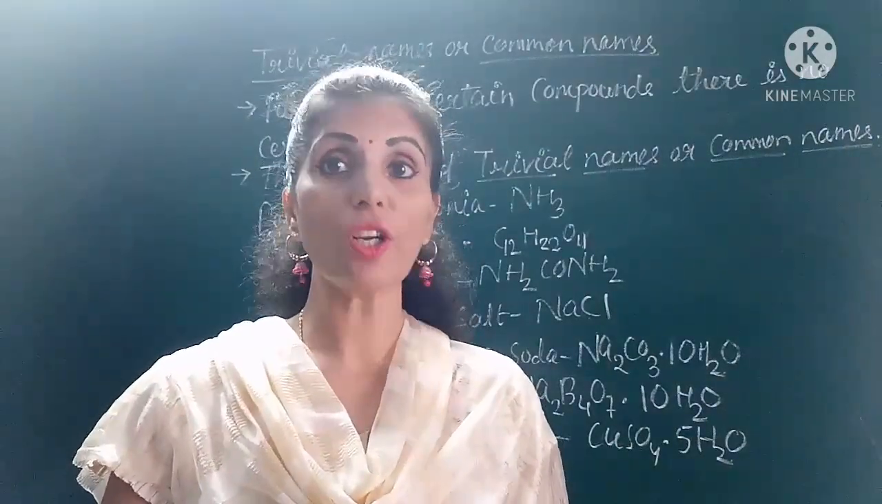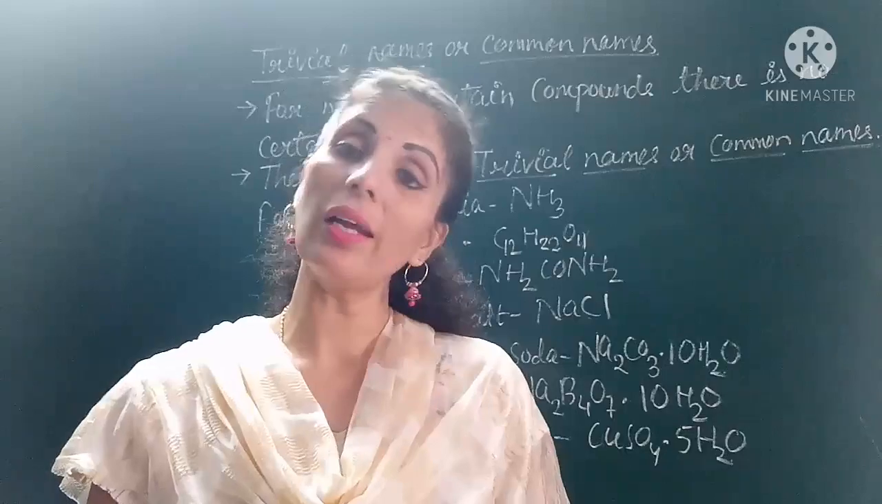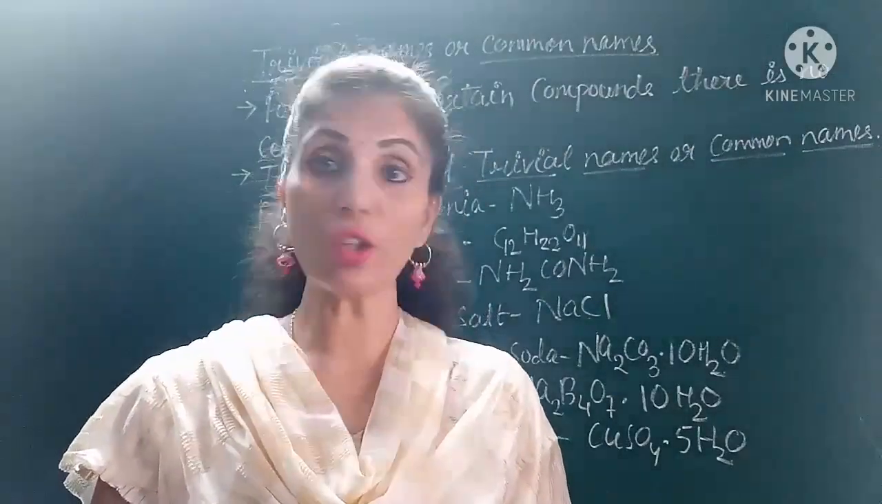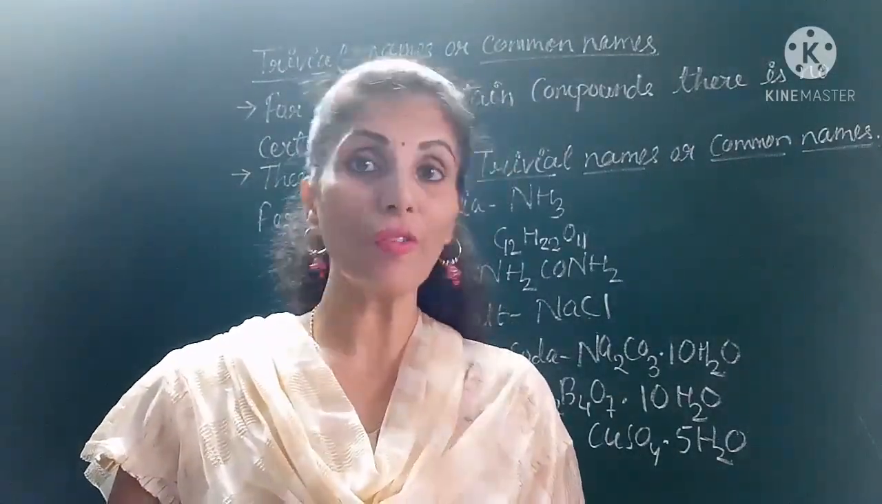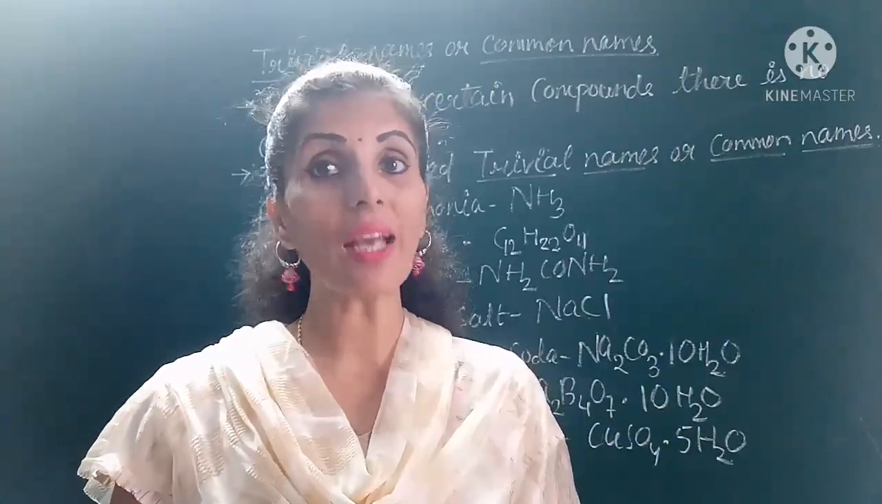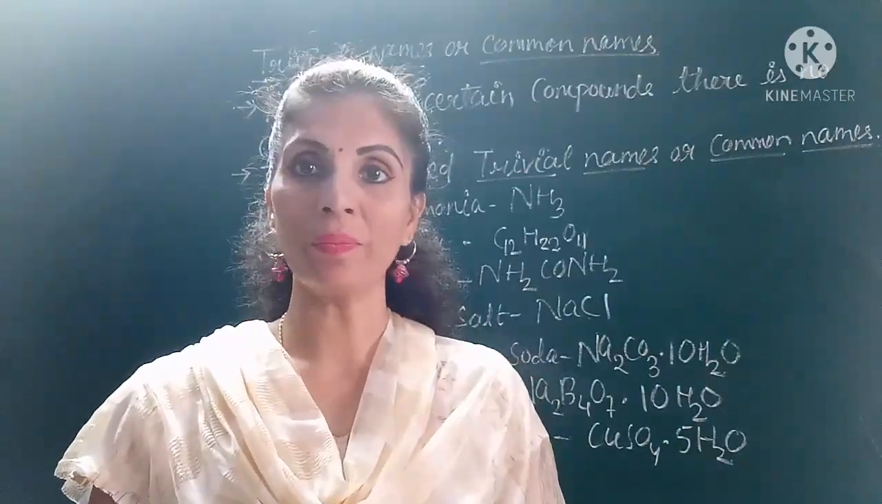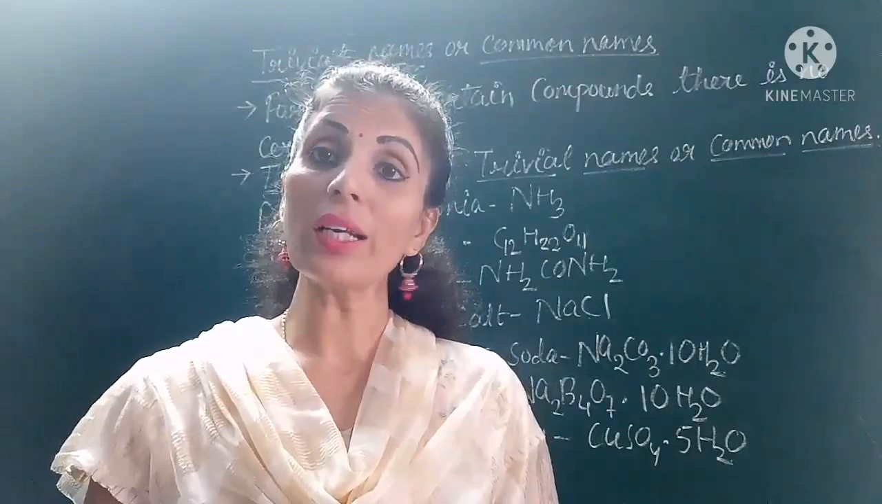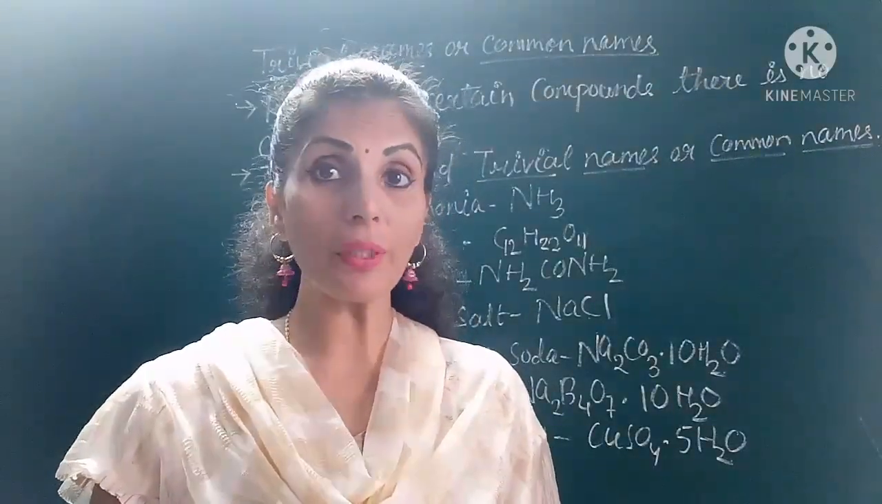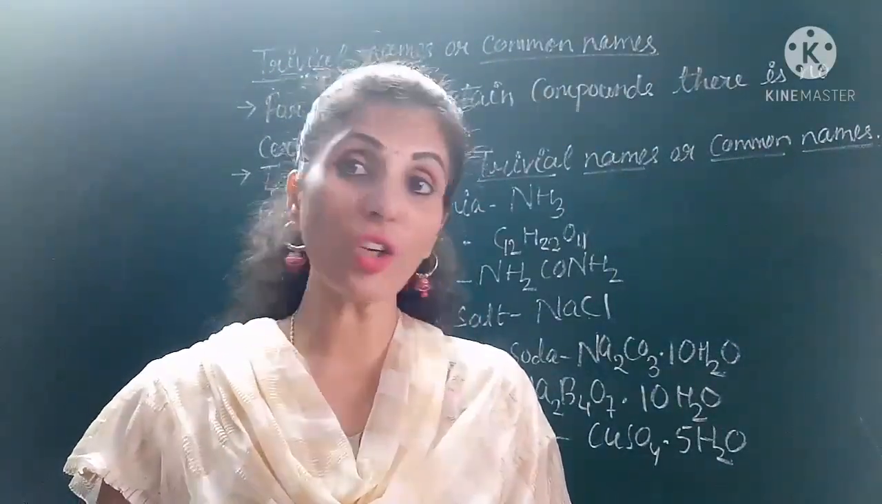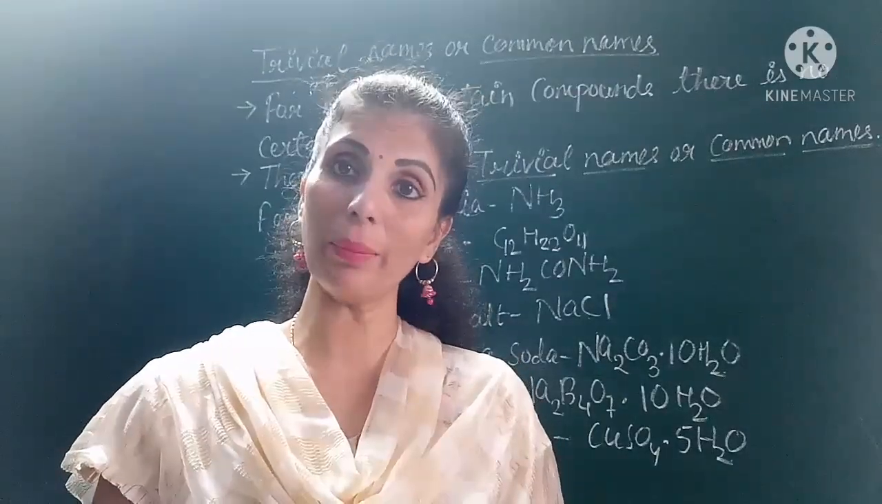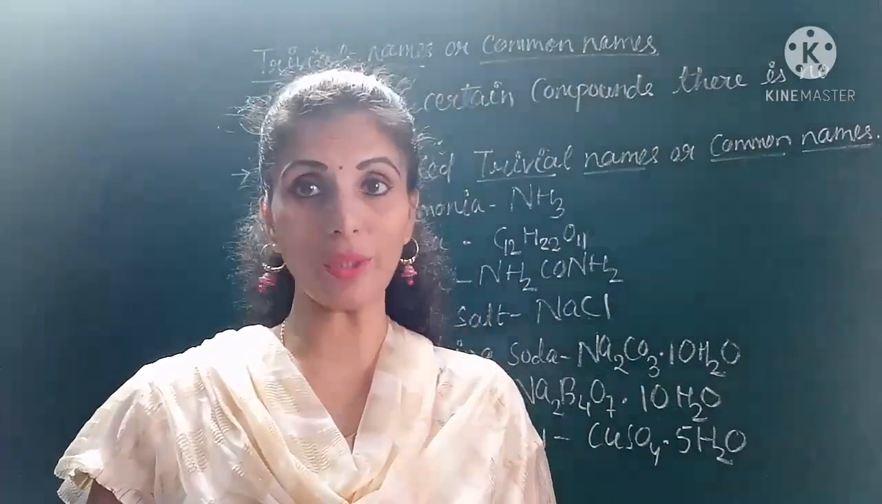Ammonia is a combination of two elements, nitrogen and hydrogen, and it is not following any systematic rule for its naming. That's why the trivial name has been given to ammonia. Like this, sugar is a combination of three elements, carbon, hydrogen and oxygen, but it is not following any systematic rule for its naming.